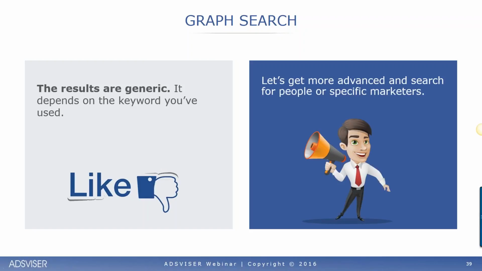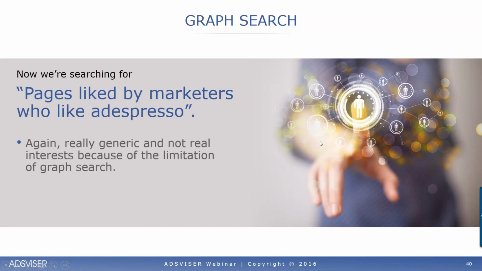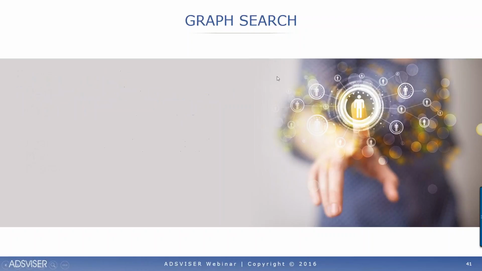But let's see if Facebook can help us if we can get a little bit more specific. So what we're going to do is say, okay, Facebook, please, pages liked by marketers who like Adsviser. Now, I'm not sure if any of you guys have actually done this sort of thing before, but again, the results are very, very generic. It's something that really doesn't help us. And I think any one of us that has ever used Facebook's audience insights or Facebook graph search, yes, there are people that still use it, but it's very, very generic. So this sort of search will not work.